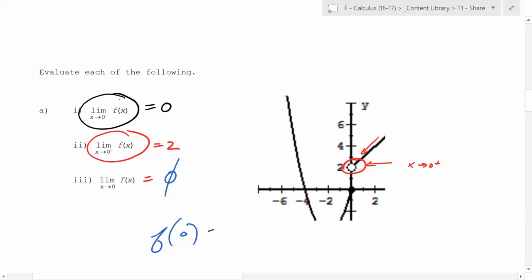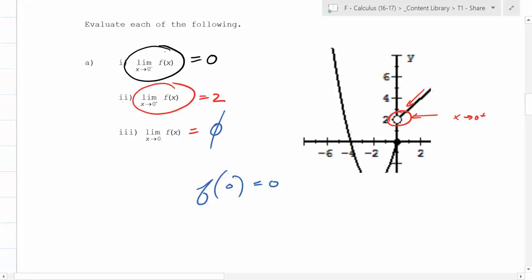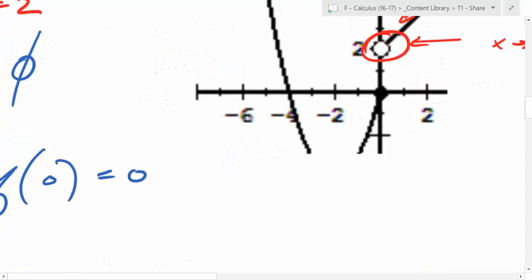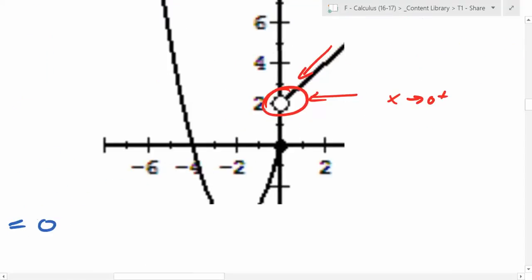0. It is 0 because where is the filled in dot? It's 0. Is it 2? No. Because what is at 2? That's a hole, an open dot. Can you get infinitely close to this? Yeah. So you get infinitely close to it. So it doesn't matter if the function is defined there, as long as it's a hole.